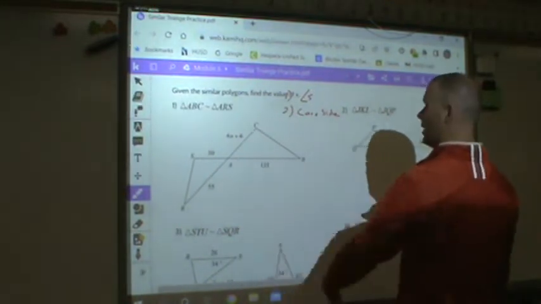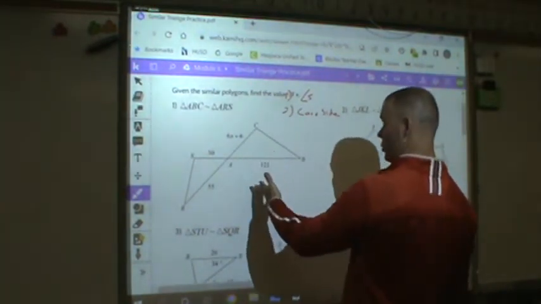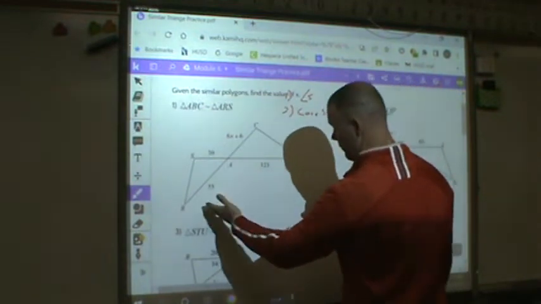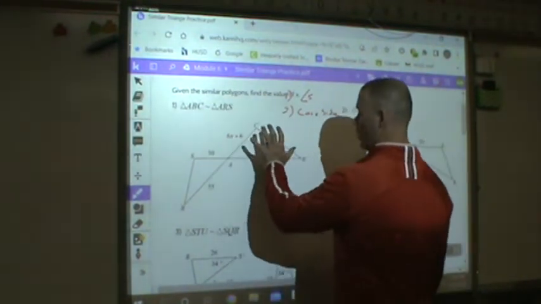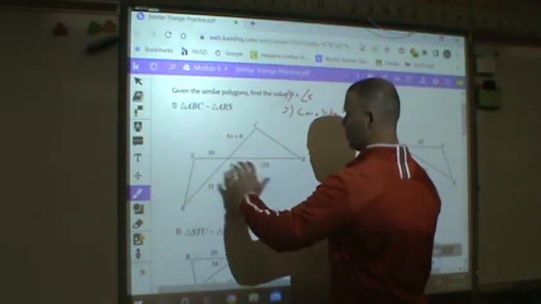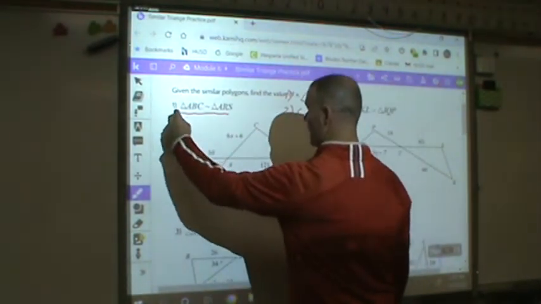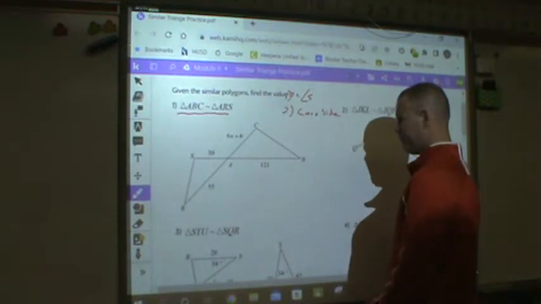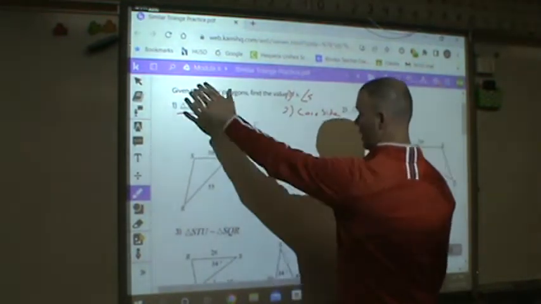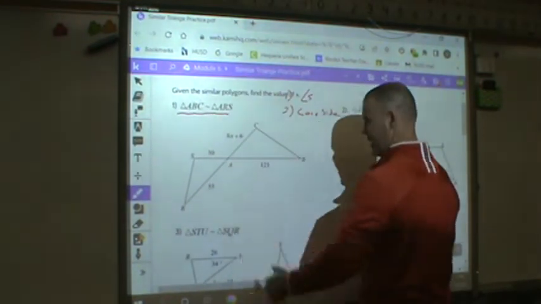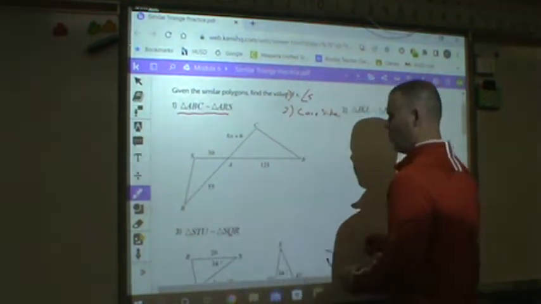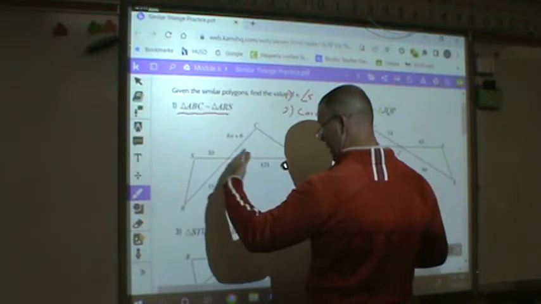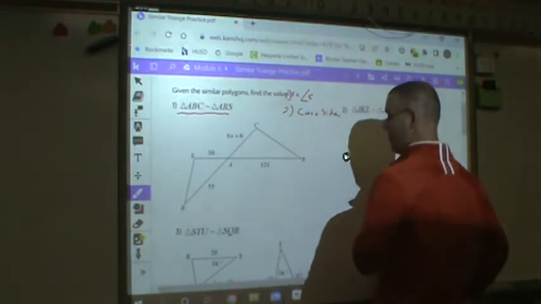But which sides do I compare? Is it 121 over 30, or is it 121 over 55? How do I determine that? We determine which image is the pre-image and which is the image by going back and looking at our statement. It'll tell us in the directions, or we have to look at it from left to right. So y'all are getting that, right?